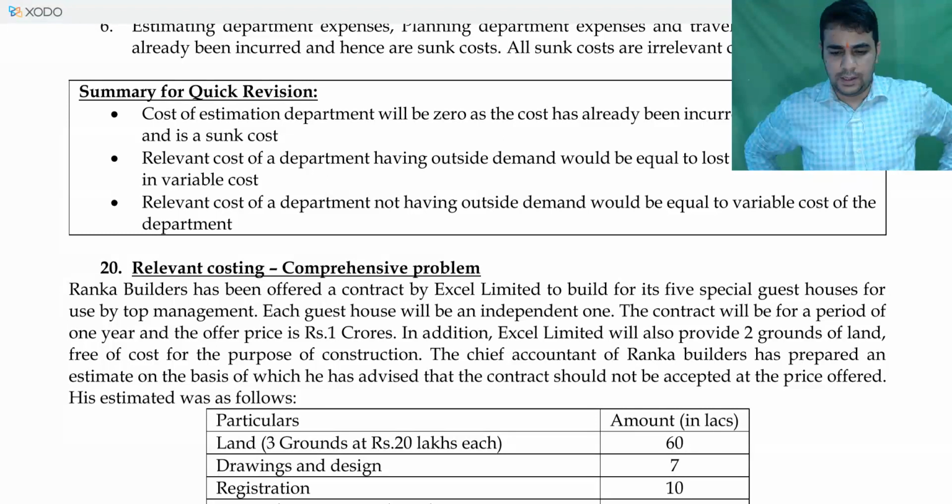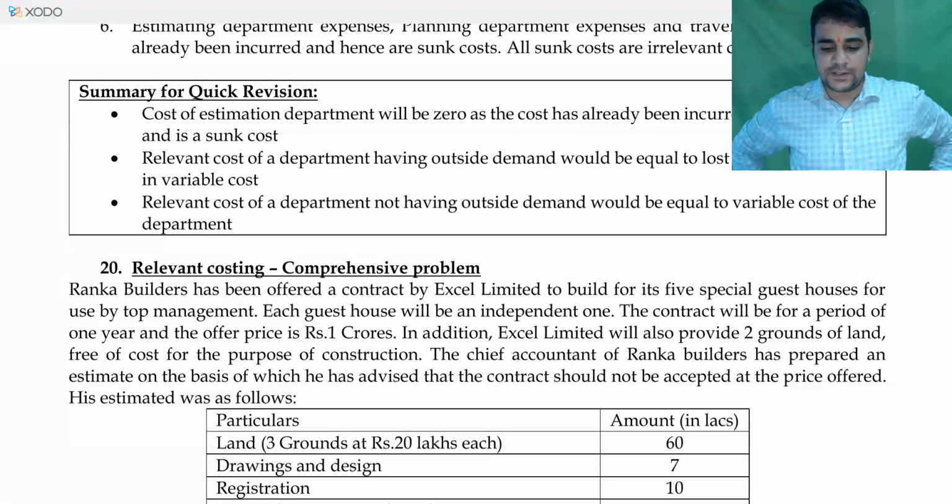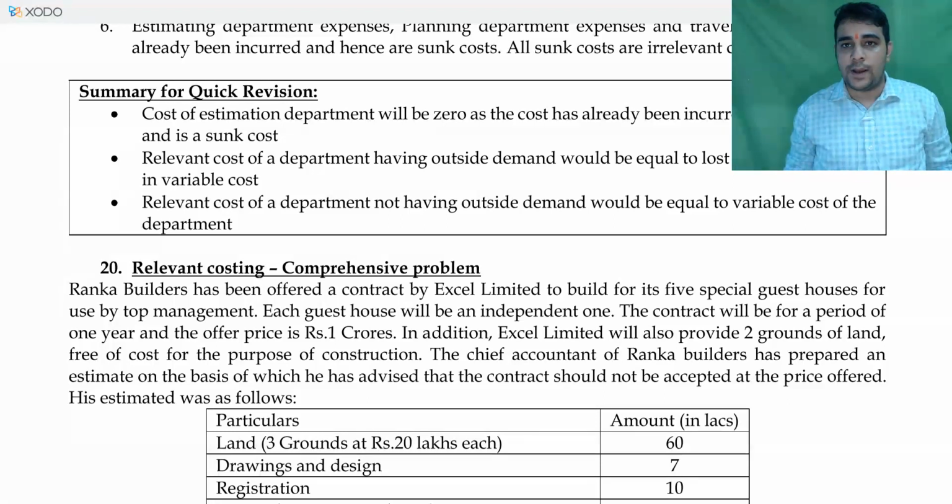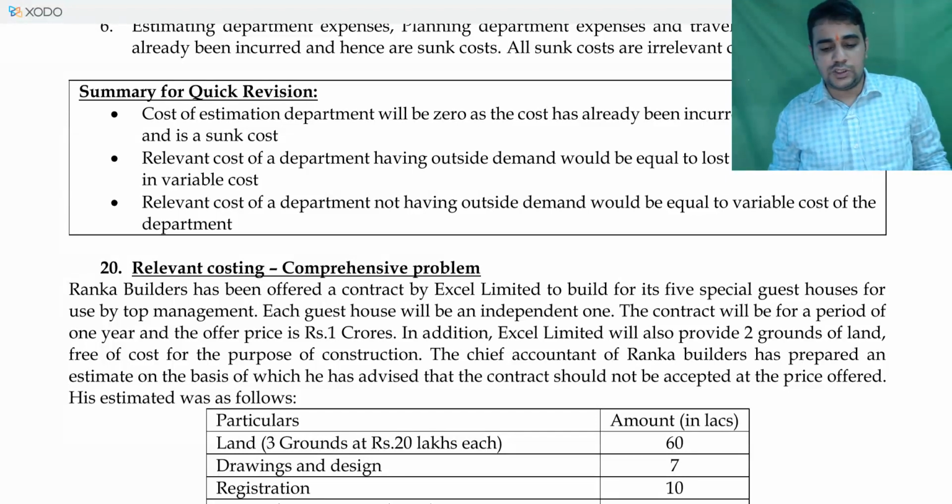Okay, let me take you through the problem. Ranka Builders is offered a contract to build some 5 special guest houses. The contract price is 1 crore rupees. They'll also provide 2 grounds of land free of cost for the purpose of construction.